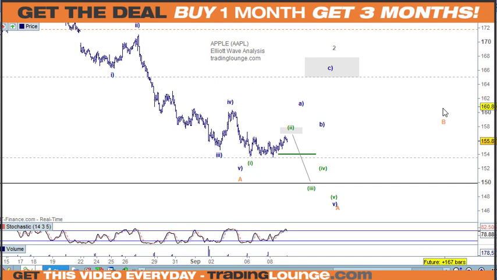But yeah, Apple's stochastics is up here. The market hasn't moved up much. It doesn't want to move up. It's being pulled to this number here. So that pressure is still to the downside.